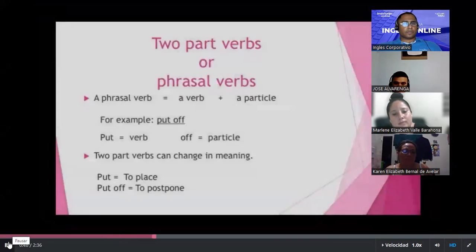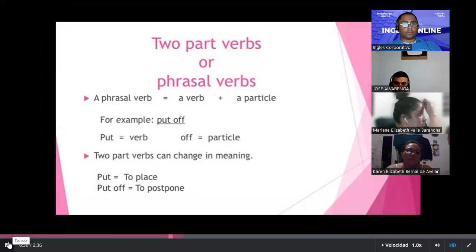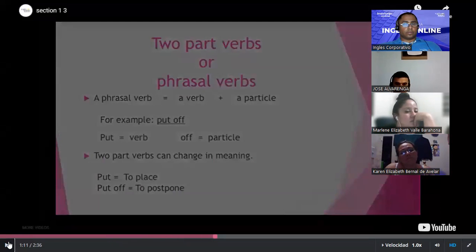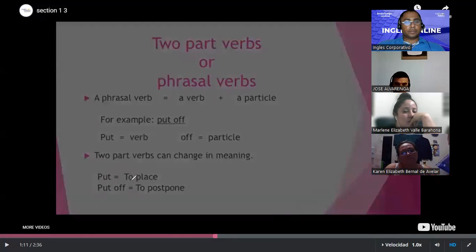Let's talk about two-part verbs or phrasal verbs. These types of verbs are made up of two parts, a verb plus a particle. For example, put off. Put is the verb and off is the particle. It is also important to know the two-part verbs can change in meaning. The verb put means to place and put off means to postpone. Okay, now let's look at the two examples.